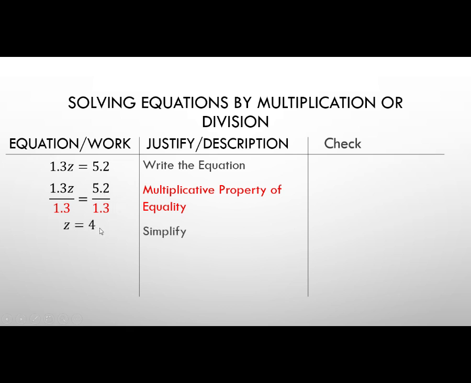5.2 divided by 1.3 is going to be 4. So z is equal to 4. To check our answer, rewrite it. We've got this multiplication right here, so I'm going to put it in parentheses as I switch that up. So 1.3 times the 4 becomes 5.2. 5.2 definitely equals 5.2. So 4 is the number that z needs to be in order for this equation to be true.